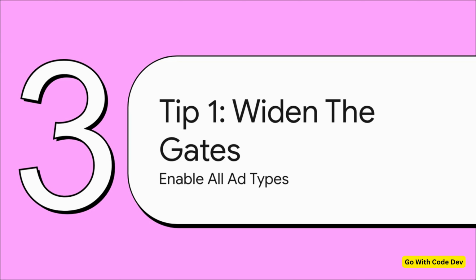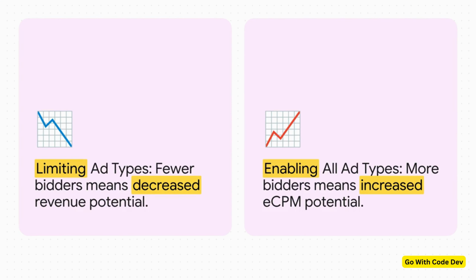It's time to widen the gates. We're talking about the power of enabling all ad types. And look, the choice here seems simple, but it has absolutely massive consequences. When you start limiting ad types, maybe you only allow banner ads or something, you are actively turning potential bidders away. But when you open the floodgates and enable everything, you create this huge competitive auction for every single ad spot.